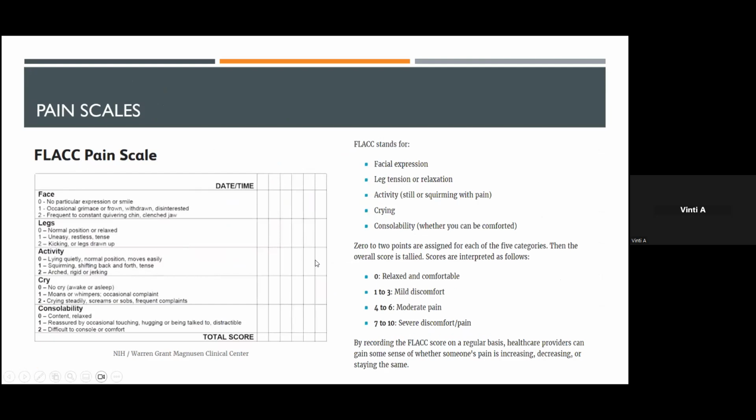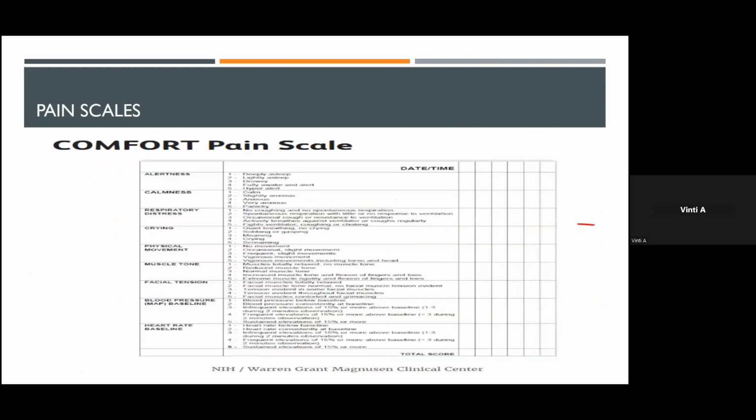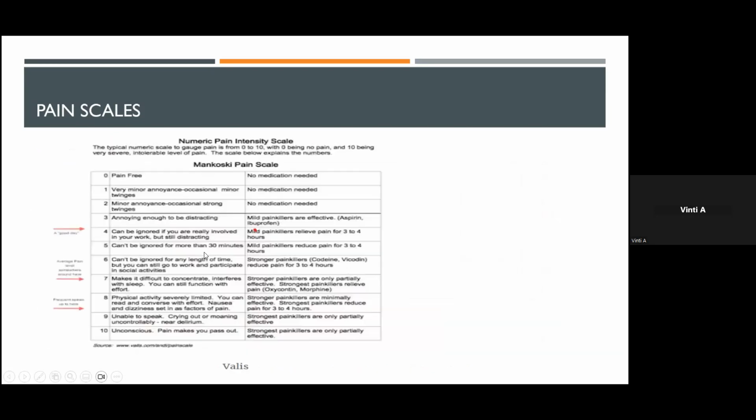for people who can't express, who can't say. Okay, this is for babies. This is a comfort pain scale. Okay, again, this is a pain scale, and again you can see the items. Okay, this is a Mankovi's pain scale.